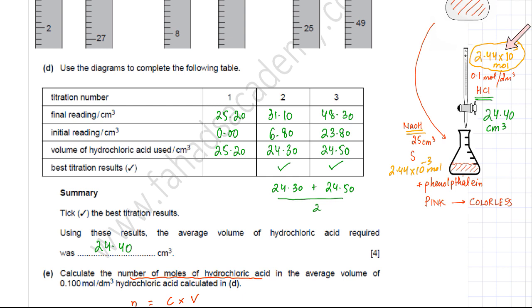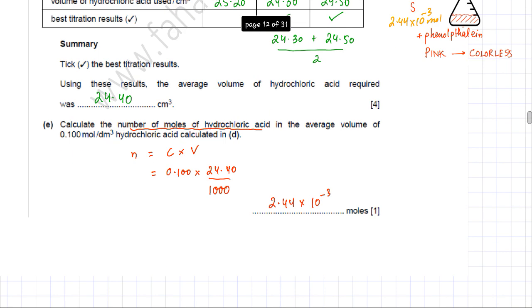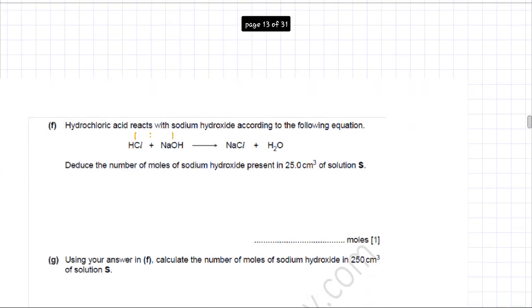According to the equation, the ratio of HCl with respect to NaOH is 1:1. So the amount of moles of HCl and the amount of moles of NaOH are going to be exactly the same. So if HCl has 2.44 × 10⁻³ moles, then NaOH is also going to have exactly the same amount of moles in 25 cm³ in the flask. So the answer to this part is 2.44 × 10⁻³ moles.